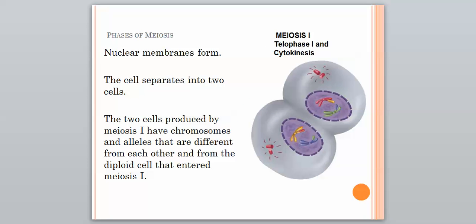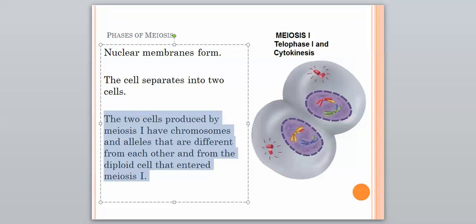And then our last stage, the nuclear membranes form. The cell separates into 2 new cells. And the 2 cells produced by meiosis 1 have chromosomes and alleles that are different from each other and from the diploid cell that entered meiosis 1. So this is our big difference here. We're finally having cells with chromosomes that are different from when we began, and that's our main difference.